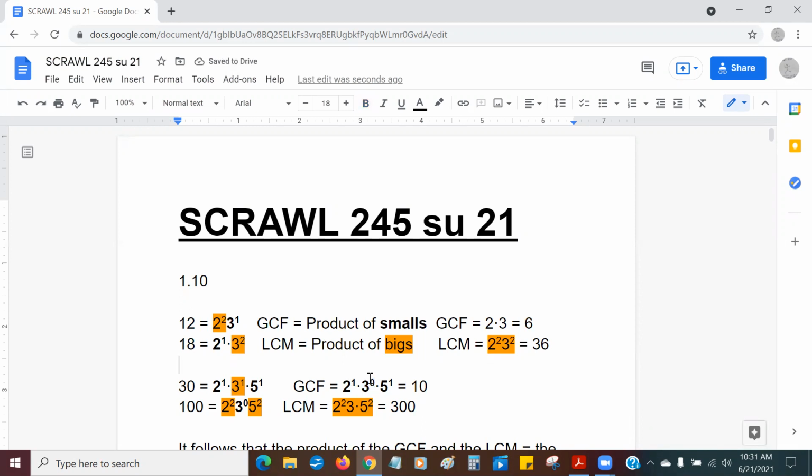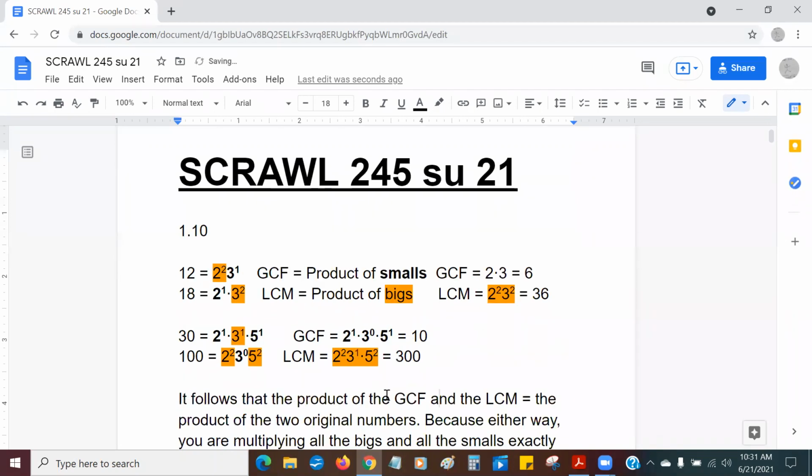2 to the first times 3 to the 0 times 5 to the 1. Well, these are the smalls, and that's 10. And 2 to the third times 3 to the first times 5 to the second, these are the bigs, and that's really 4 times 3 times 25, which is 300.